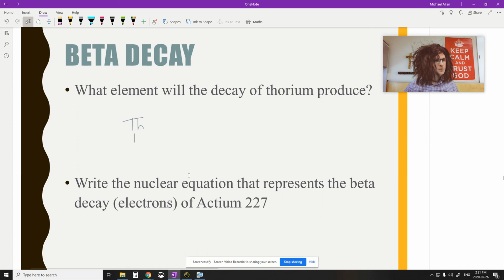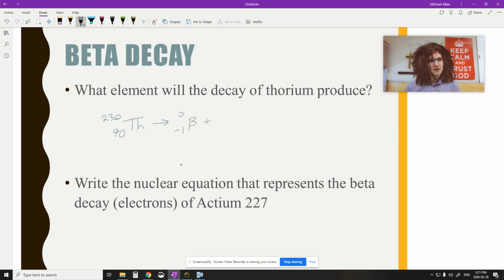What element will the decay of thorium produce? Now, the problem is that we don't know what thorium isotope we're talking about, so let's just assume that we're talking about thorium-230 or something. Just makes it a little bit easier to do that number on the top there. Thorium is always 90, okay? It's going to undergo beta negative. Let's assume it's doing beta negative here, right? So it's going to undergo this.